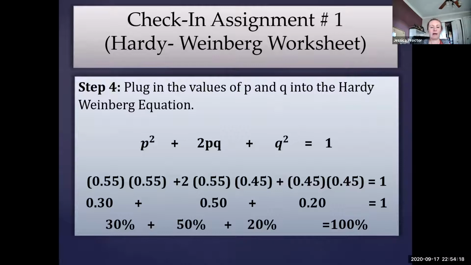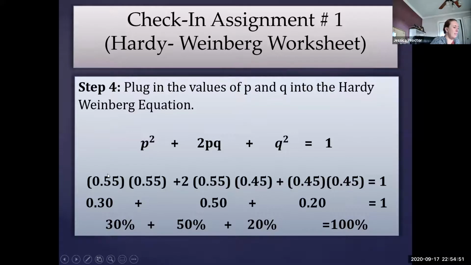Okay. All right. So that's essentially it. If you can do that, the rest of it's a piece of cake, as long as you've memorized the Hardy-Weinberg equation and what each part of it represents. So one more time, just for good measure, our equation itself is P squared plus 2PQ plus Q squared equals 1. When I say plug it in, plug in the values of P and Q into the Hardy-Weinberg equation, all I mean is anytime you see a P, you're going to plug in the value of P.